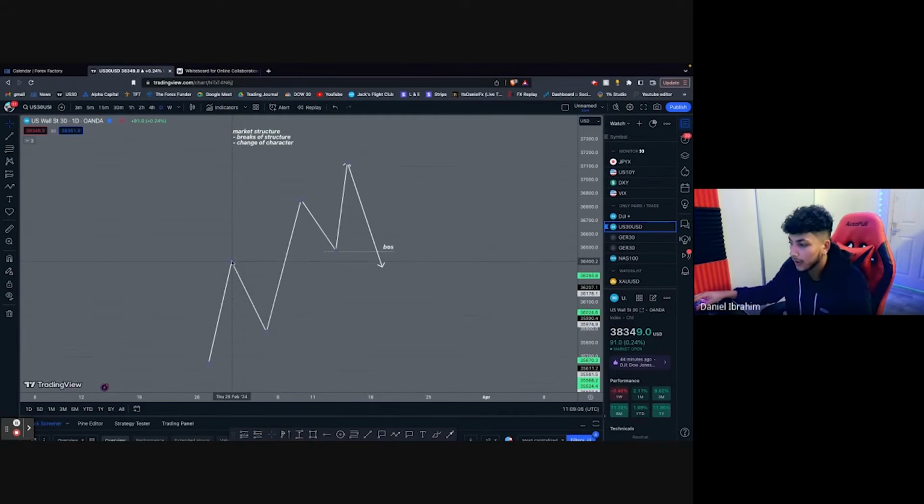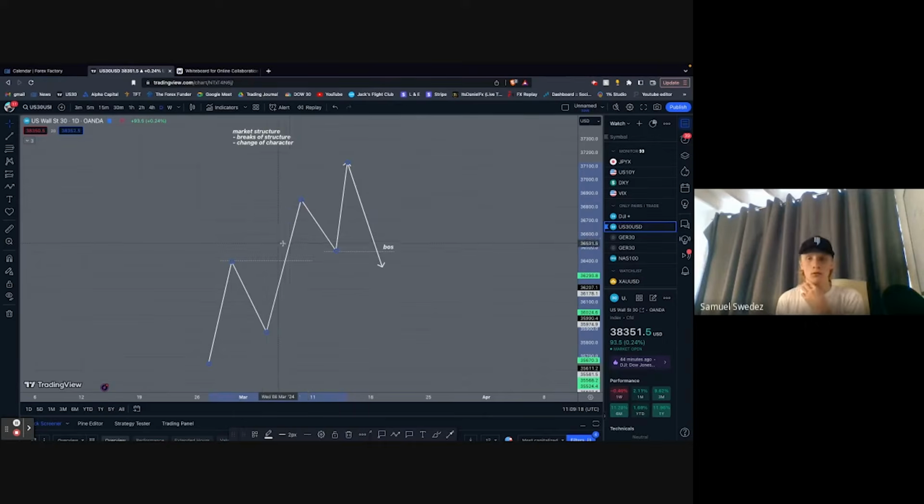So you know how this is a high? If we were to draw a little level right here, as price comes up and breaks this high, like this movement, that is technically also a break of structure. Does that make sense?